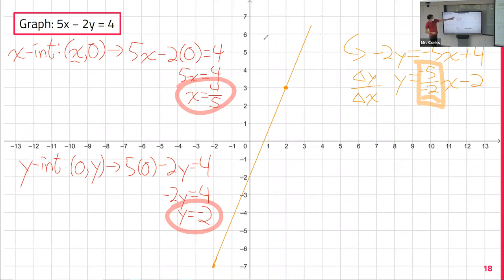Okay, so convert to slope-intercept form, or do this shortcut and just find the two intercepts and graph based on that. Good questions? All right.